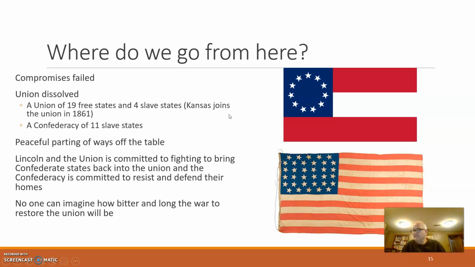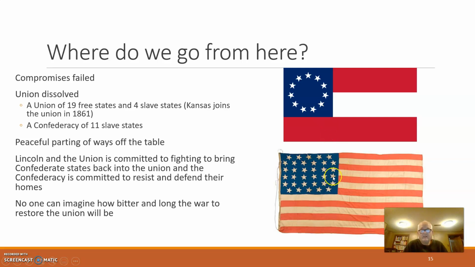We know that compromise has failed, but we have a couple of questions here about the power of symbolism. Attempting to create a new union, the Confederacy created a union of 11 slave states. If you take a look up at the top, that's the Confederate flag. And of course, it has 11 stars representing the 11 slave states that would form the Confederacy by June 1861.